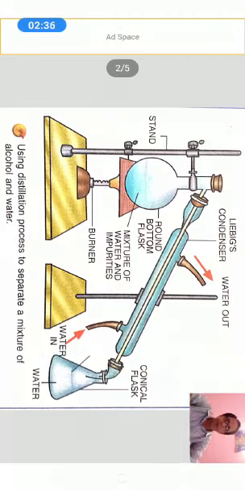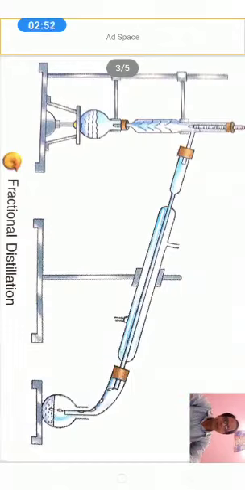The pure water obtained after distillation is known as distilled water, and this is used by doctors, chemists and scientists. Now next is fractional distillation. The process of separating the mixture of two miscible liquids by using distillation carried out with the help of a long fractionating column is called fractional distillation.